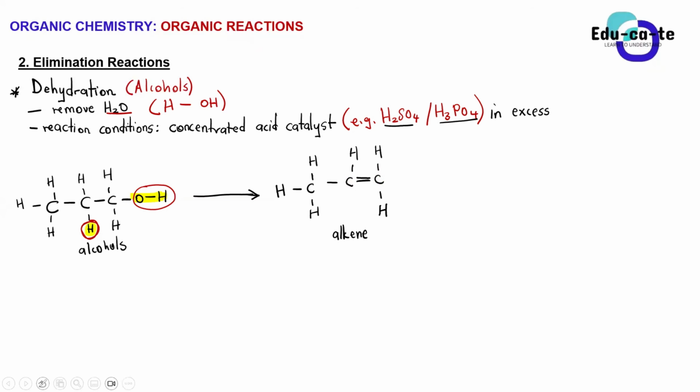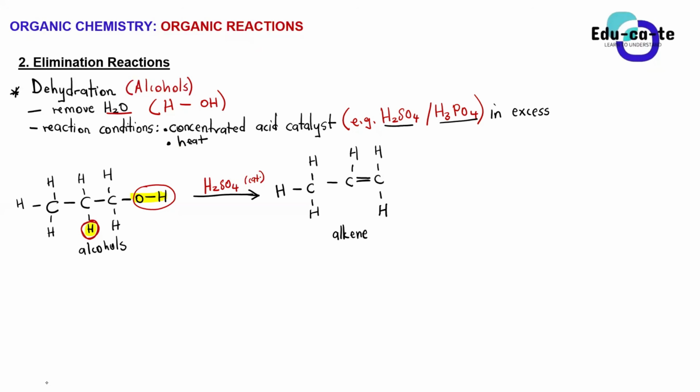But the conditions that were required for us to do that: we required H2SO4. You can use H3PO4, but this must be your catalyst. The other condition that you also need is that this acid catalyst must be hot. So another reaction condition that you require is heat.